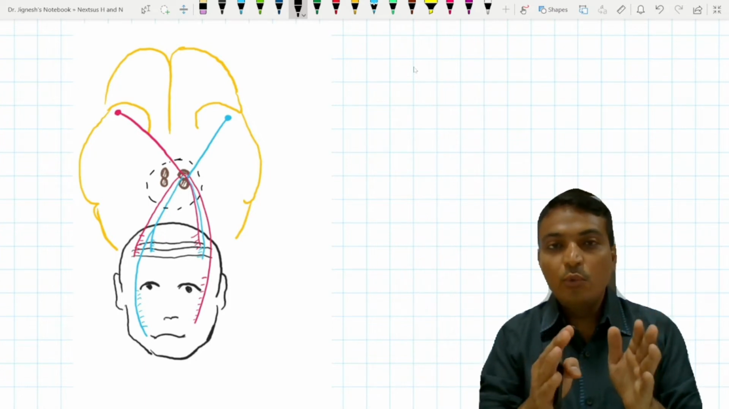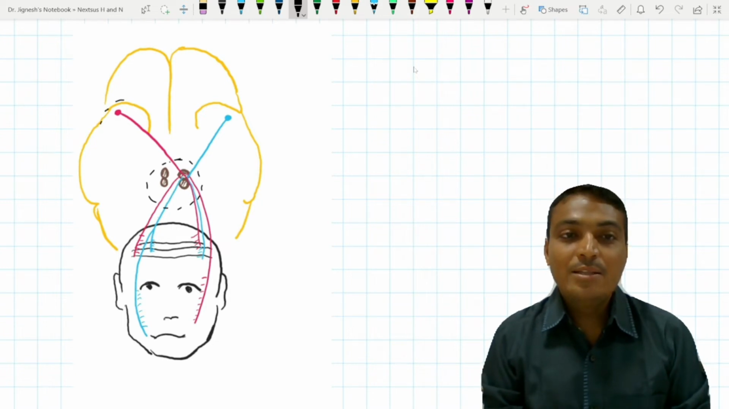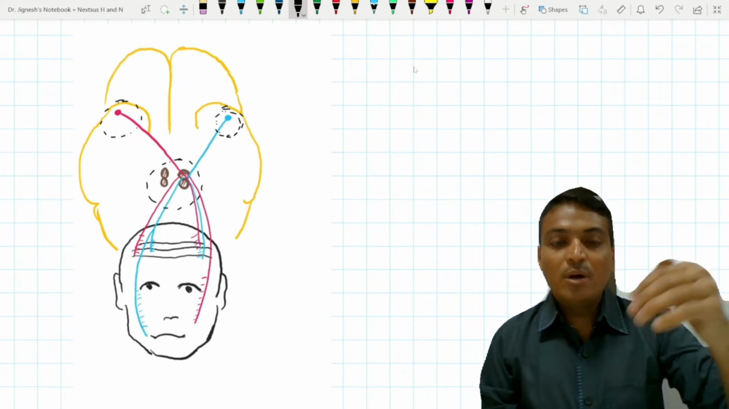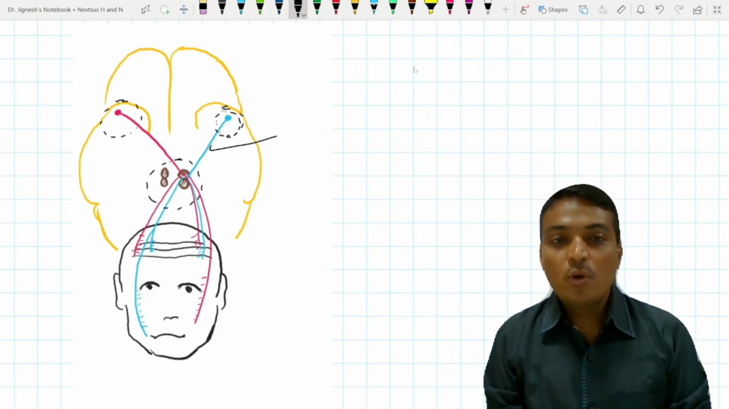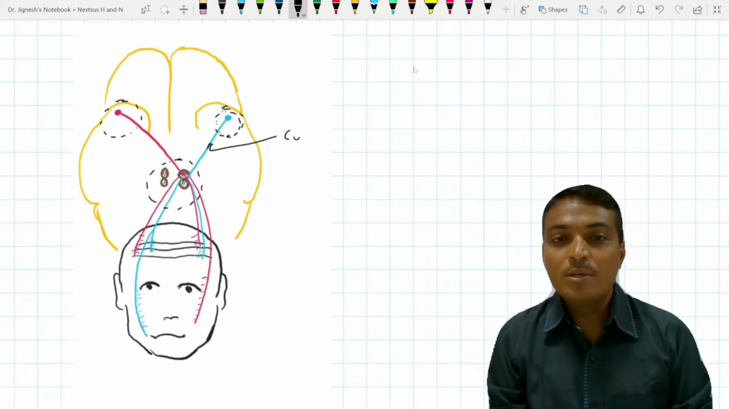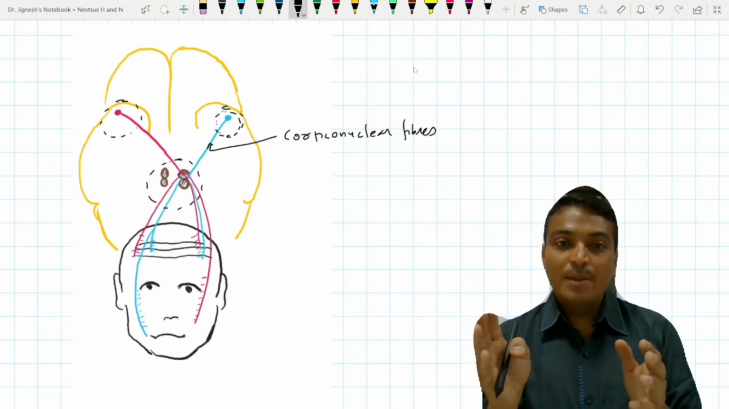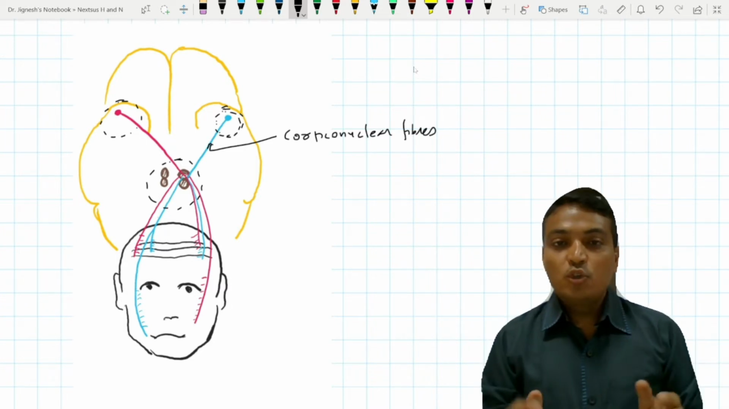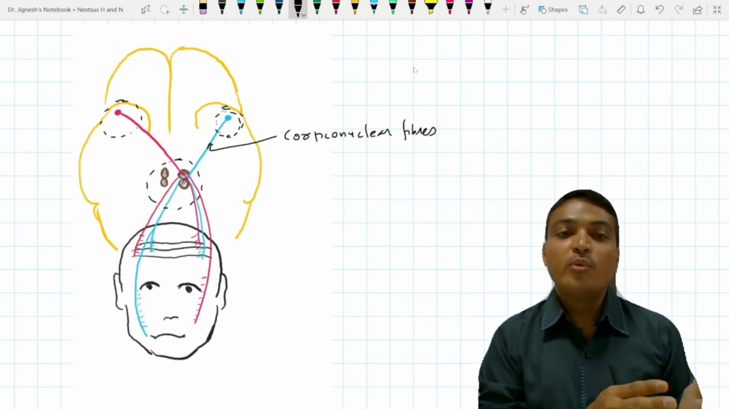But these cranial nerve nuclei are controlled by the higher center. The higher centers are situated in the cortex of the cerebrum. So within this cortical area, the fibers are going to arise and reach up to the cranial nerve nuclei. That fiber is called the corticonuclear fibers. These corticonuclear fibers are going to supply the opposite sided cranial nerve nuclei. So these corticonuclear fibers will reach contralaterally to the respective cranial nerve nuclei.